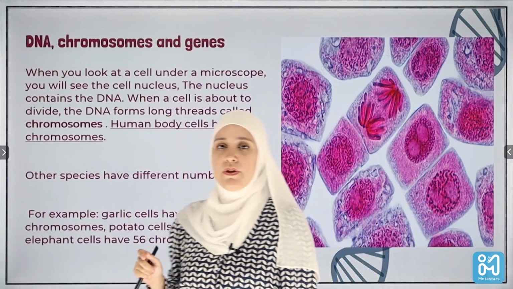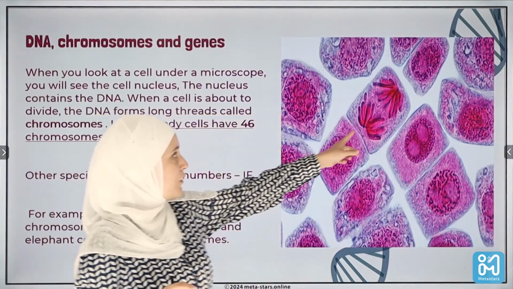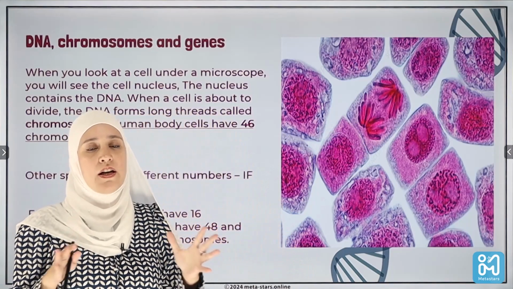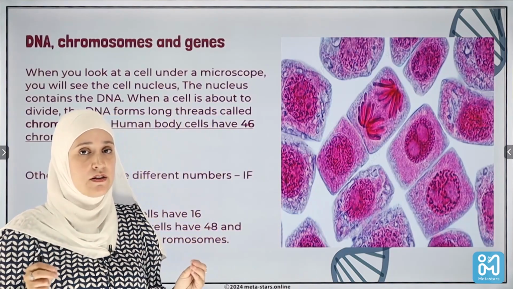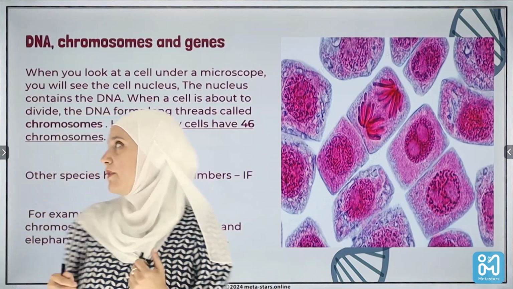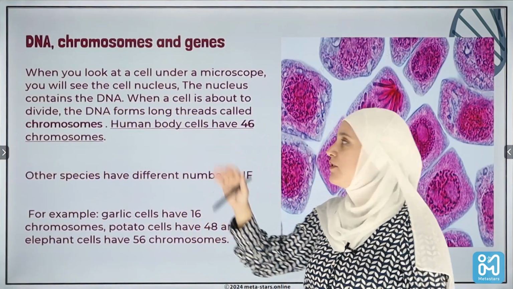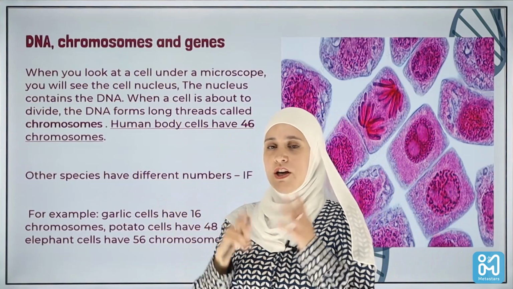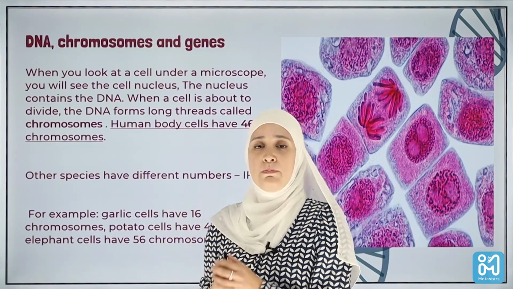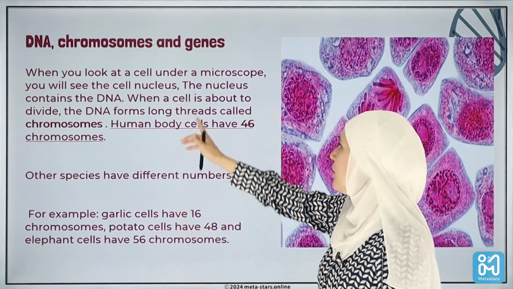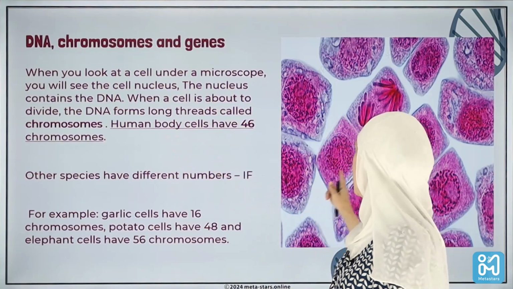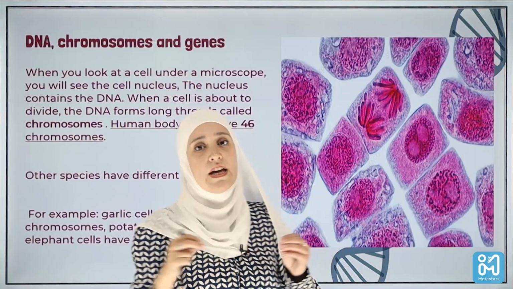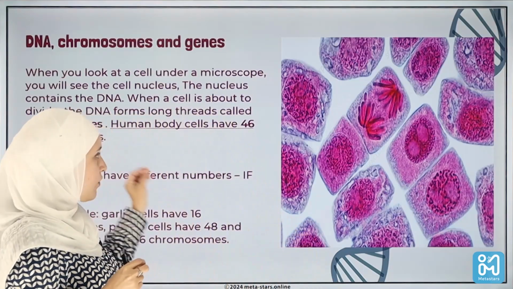This is a real picture under the microscope of chromosomes, and you have to know that the genetic material starts to appear like threads when the cells start to divide. So when you look at the cell under a microscope, you can notice the nucleus. Now we are going to see another simulation to remember that the cell contains many organelles, and the nucleus contains the DNA. When the cell is about to divide, the DNA starts to form threads, which are called chromosomes.